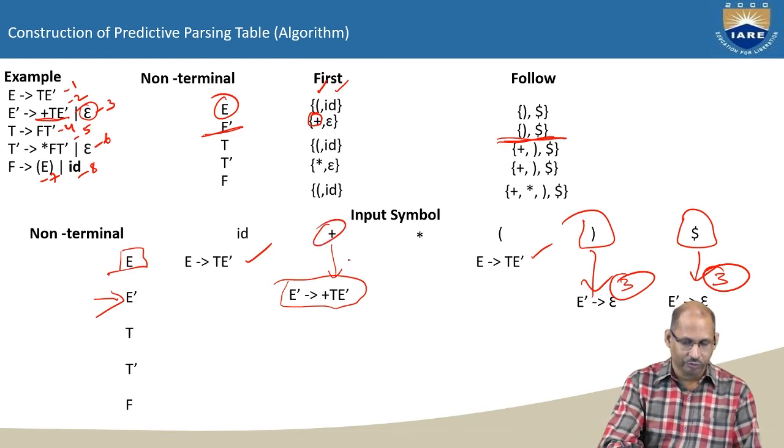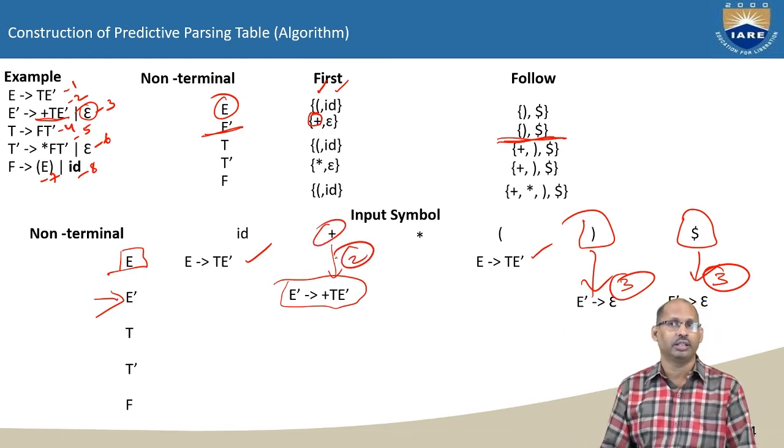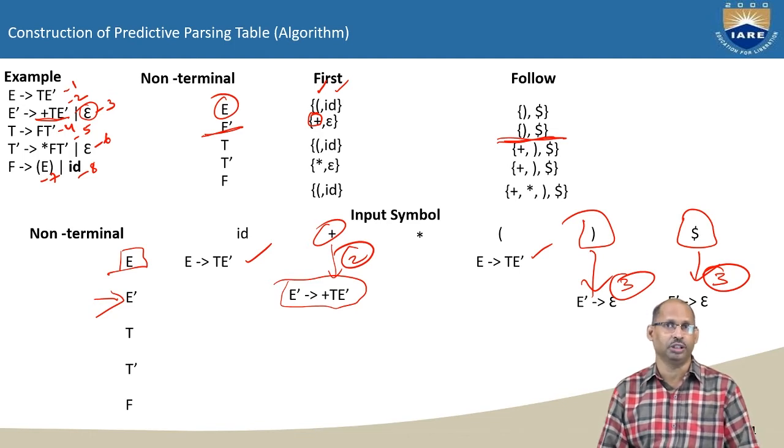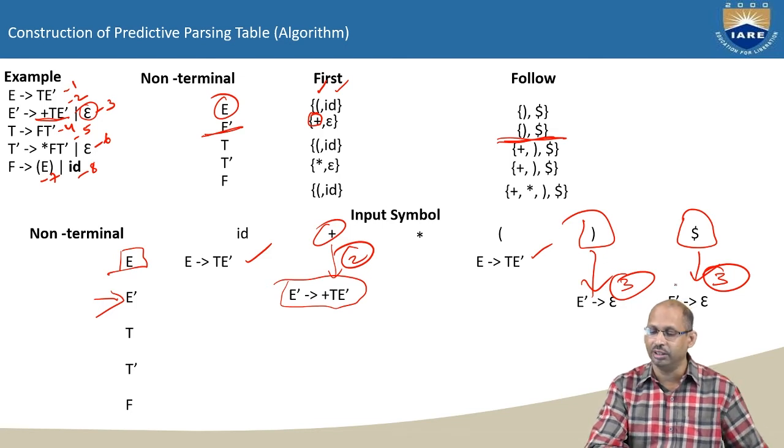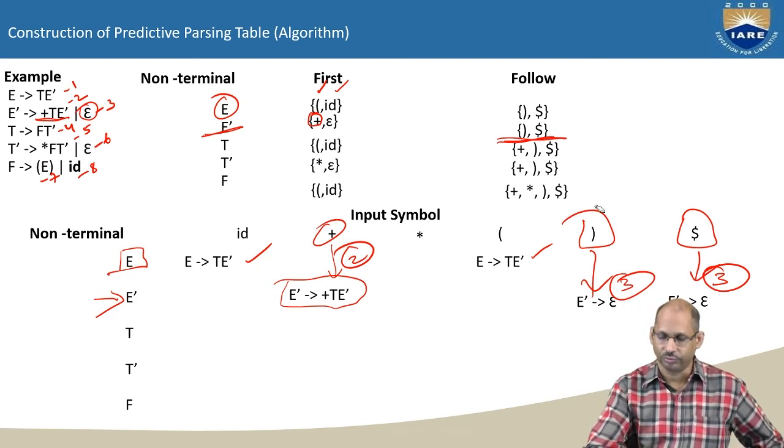For the plus sign, we write the second production. For the right parenthesis and dollar sign, we write the third production. Since first of A dash for the third production is epsilon, we are considering the follow of the non-terminal. Since follow of the non-terminal is right parenthesis and dollar sign, we are considering here the third production.